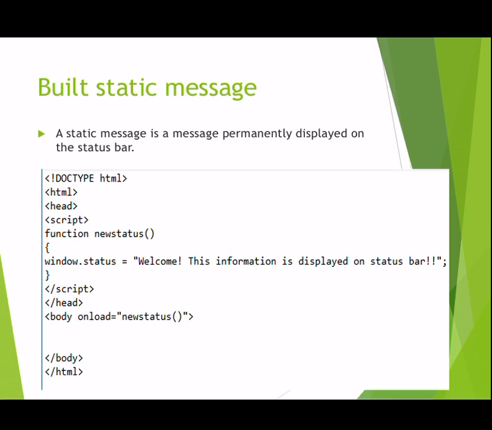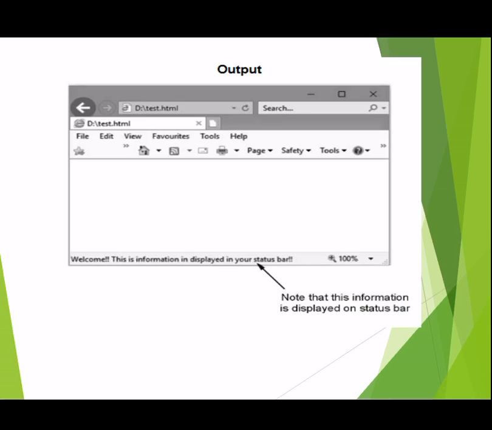Now we'll see the output of it. So this is the output. Whenever your browser window is loaded, the onload event is triggered, which will call the function and it will display the status bar at the bottom. So you can see the status bar at the bottom. Welcome, this information is displayed on your status bar.